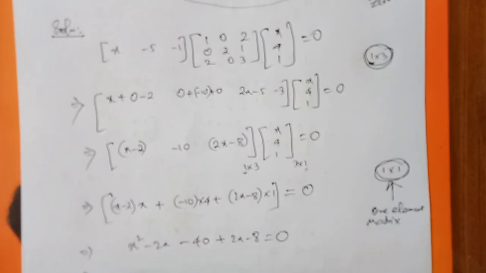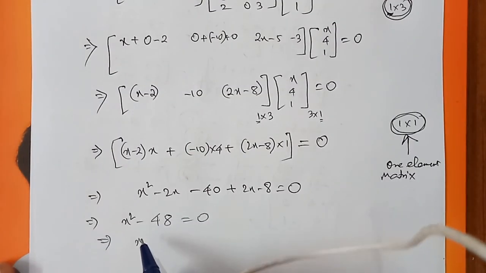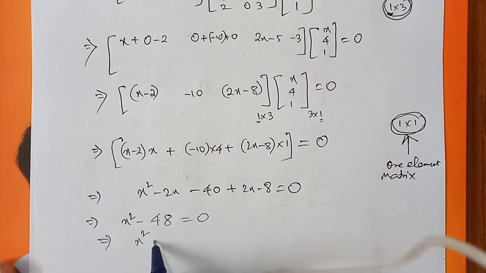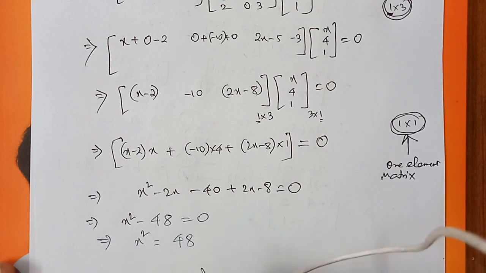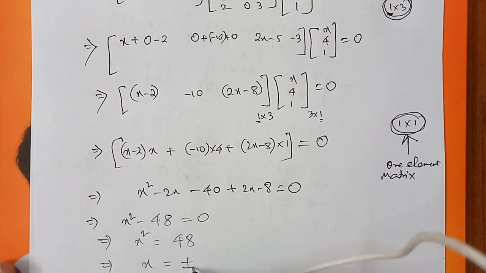So it will be a quadratic equation, x square minus 48 equal to 0. This implies x square equal to 48. So x equal to plus minus 4 root 3.